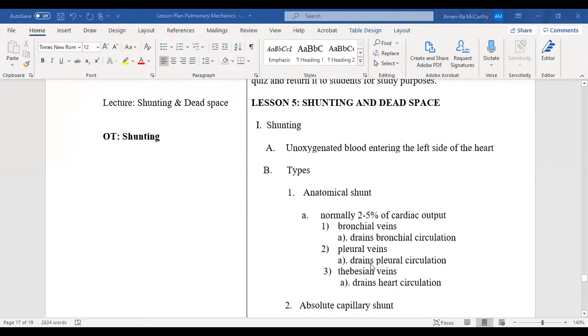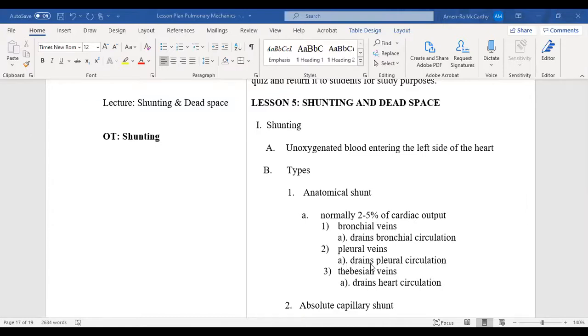So the shunting, we already know that shunting is unoxygenated blood entering the left side of the heart, right? If blood gets to the left and it's not oxygenated, then there was a shunt because the blood was there, but there was no ventilation to give it oxygen, okay? So in a nutshell, unoxygenated blood that gets to the left side of the heart is a shunt. It should not be unoxygenated. By the time it gets to the left side, it should be fully oxygenated. But if it doesn't pick it up in the lungs, then that's a shunt. Okay, it got there, but the alveoli was closed.